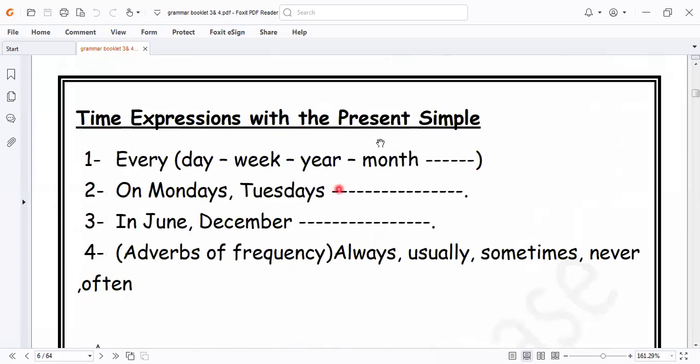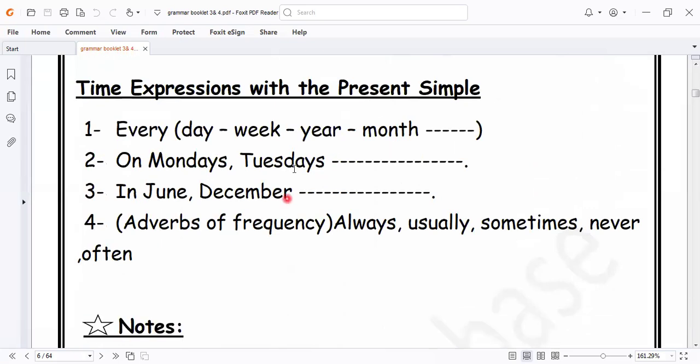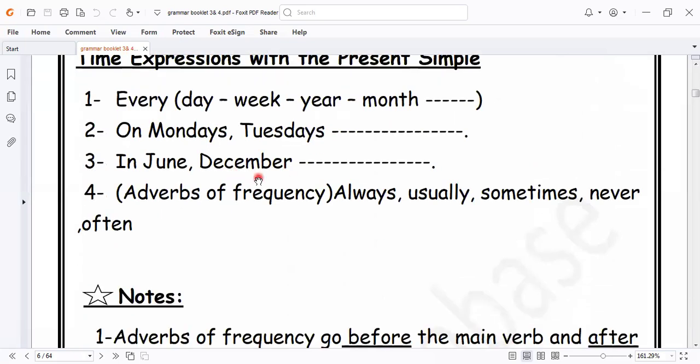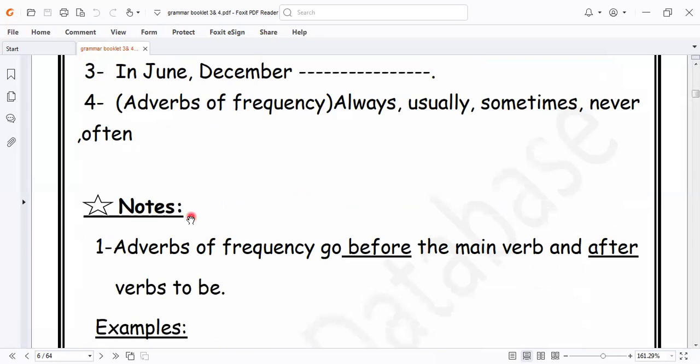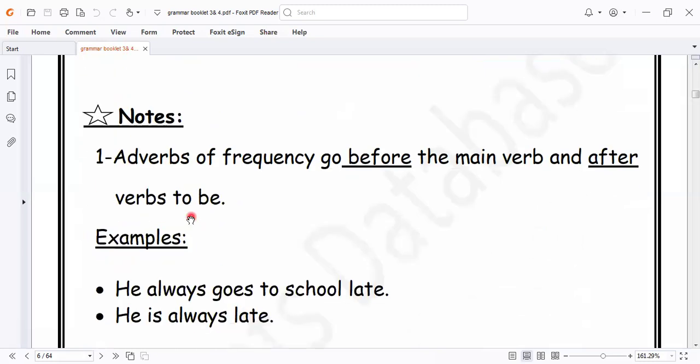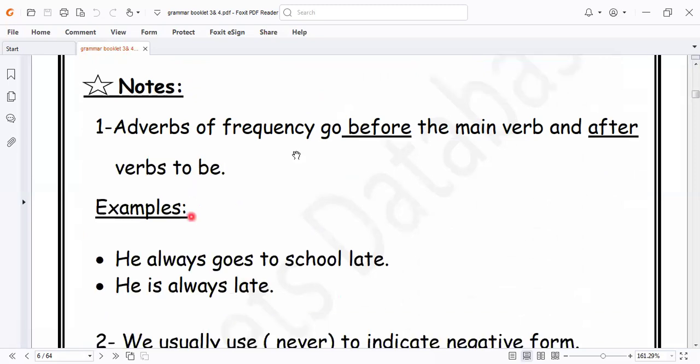The keywords of this tense will be every day, week, month, and so on, Mondays or Tuesdays, in December. Frequency adverbs: we know frequency adverbs are always, usually, sometimes, never, often. As we know, it is a percentage. Always means the habit is happening 100%, and never means the habit can't happen, 0%. Adverbs of frequency go before the main verb.